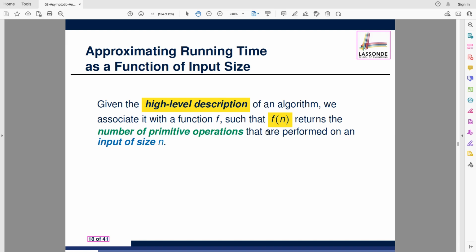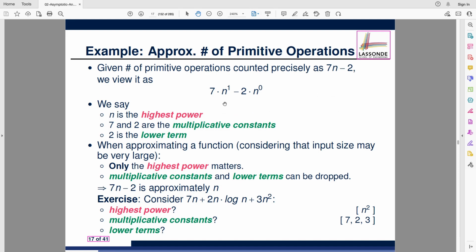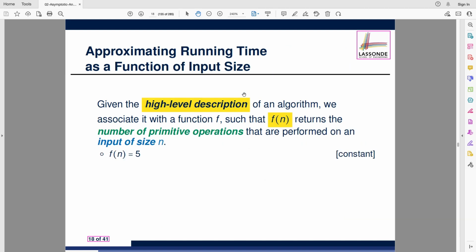For example, if you see over here, if f of n is equal to 7n minus 2, that means if you're given n being 10, you will get 70 minus 2, 68 primitive operations, right? I'm just plugging in the number to show you. So we have different examples over here, just categories of functions. Let's now take a look.